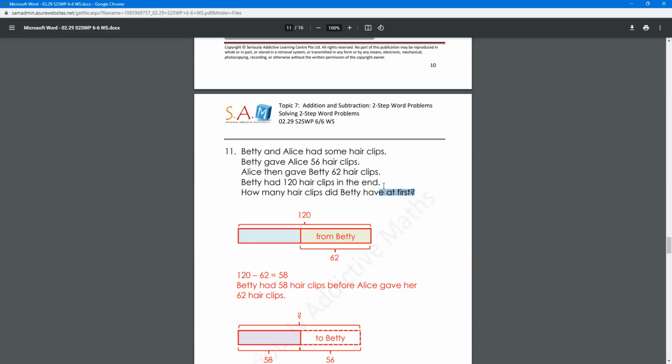Again, the focus for this week is on the at first questions, in which the way to draw the bar model is to start drawing from the later sentences, as opposed to the usual where they draw from the earlier sentences. All right, that's it for this week's instruction guide for P2.